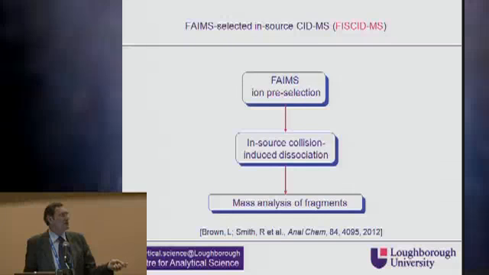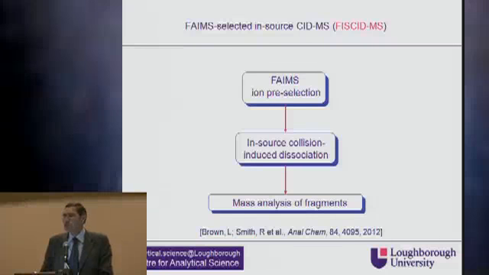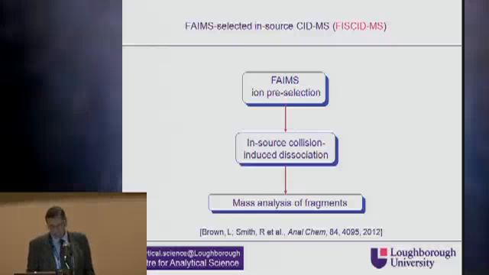So what we're doing here is selecting ions according to their FAIMS transmission. We're carrying out in-source collision-induced dissociation on that selected FAIMS ion, and then we can carry out a mass analysis of any residual precursor which is selected, and of course the fragment ions produced by collision-induced dissociation in the interface. So, FISCID.